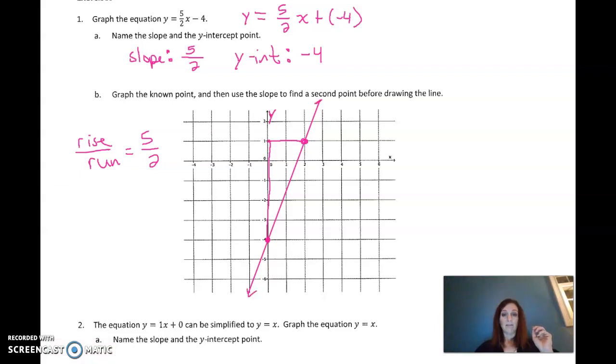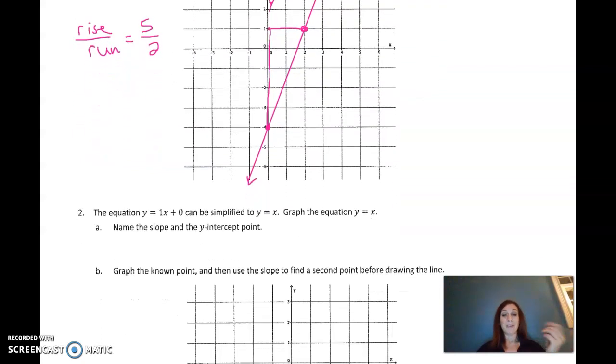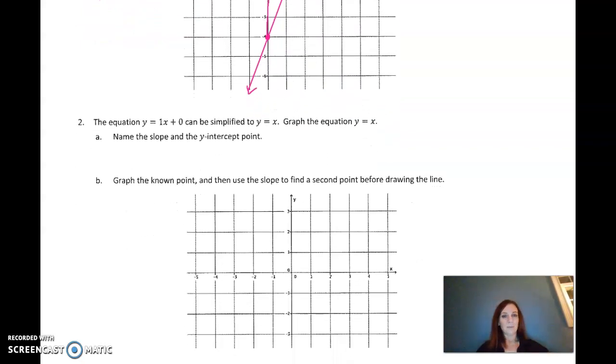And that's it. The more you do it, the easier it'll get, and you'll just start seeing it. As soon as you see that equation, you'll see it, which is really important to why we want to solve them for y. Oh, let's look at this one.